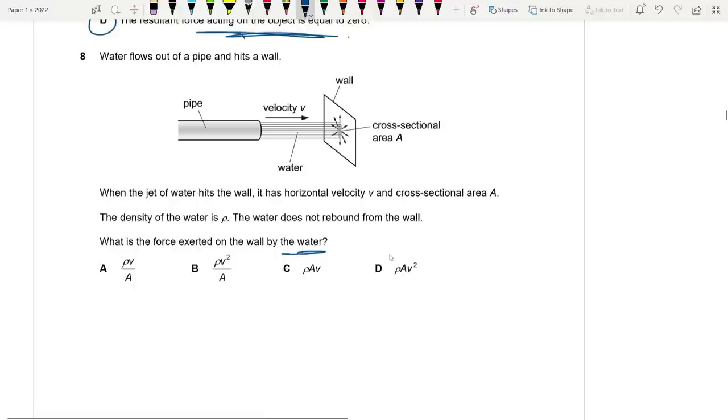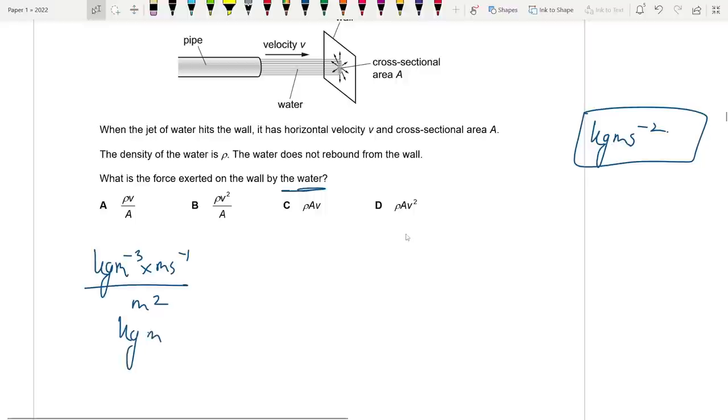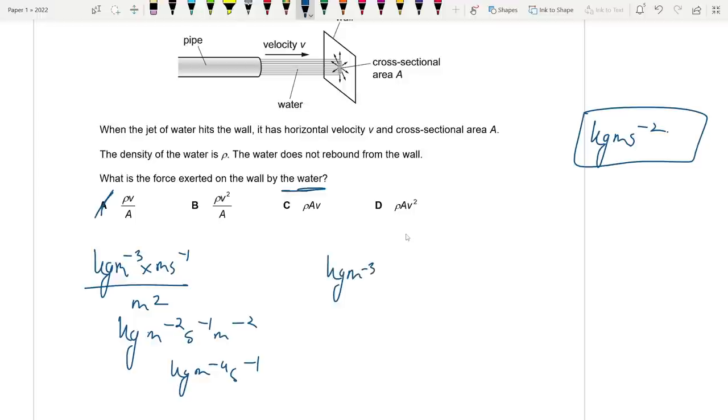So for this, rho v A, we know that the unit of force is kg m s^-2, right? This is F. Here, rho is kg m^-3 times velocity m/s times area m^2. What do we end up with? kg m^-2 s^-1 m^-2, or kg m^-4 s^-1. This isn't cutting it. B: kg m^-3 m^2 s^-2 m^-2. We can get rid of these: kg m^-3 s^-2. It's still not working. What about C?